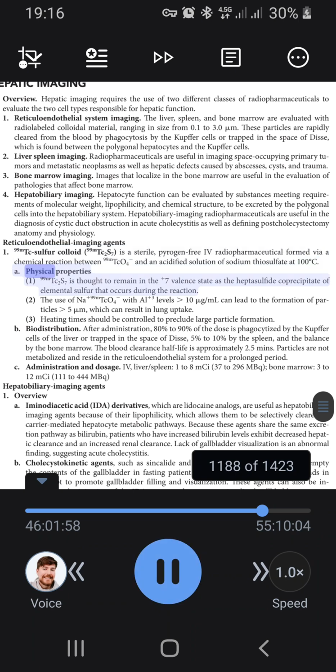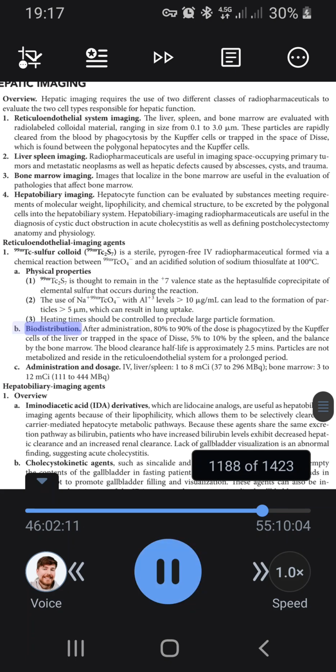A. Physical properties. 1. 99mTc sulfur colloid is thought to remain in the 7-valent state as the heptasulfide coprecipitate of elemental sulfur that occurs during the reaction. 2. The use of NaMCO with levels of 10 mg/ml can lead to the formation of particles larger than 5 micrometers, which can result in lung uptake. 3. Heating time should be controlled to preclude large particle formation.